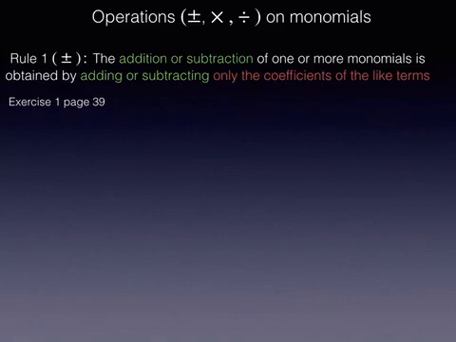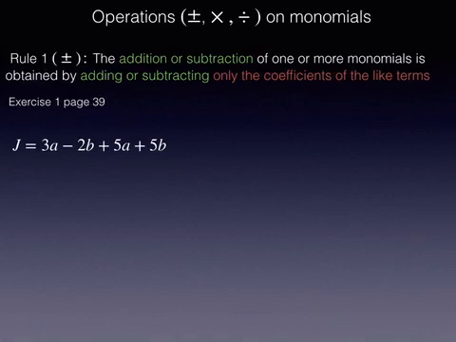So example, direct application on this rule is exercise 1, page 39. I will start by expression J. So we have 3a minus 2b plus 5a plus 5b. So we need to simplify this expression. This J is a polynomial. Why? Because it is the sum of several monomials.